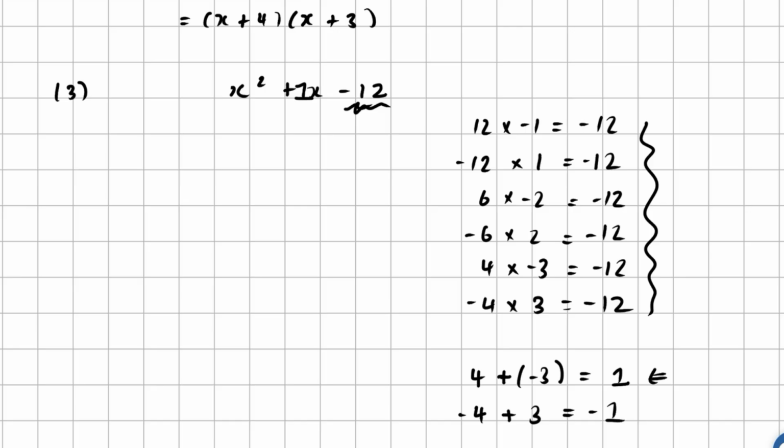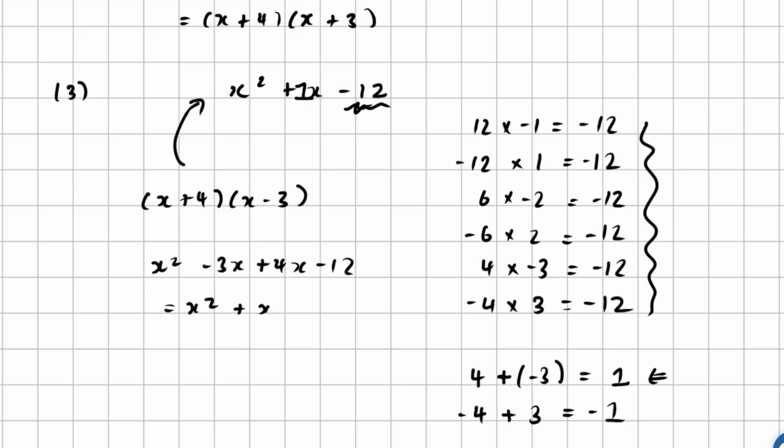Now what we can do is we can just put that into the brackets. So it will be x plus 4 and x minus 3. And that would make our equation on top. Of course, if we quickly check it, first, outer, inner, last, that's x squared plus x minus 12, and that works. So with negatives, you have a few more options you can pick from, but you will eventually get to that answer.